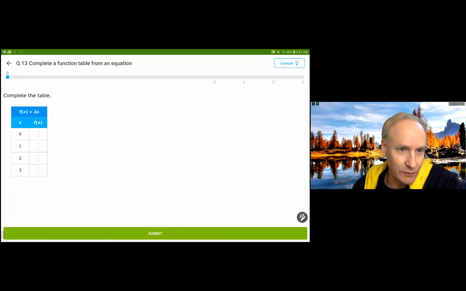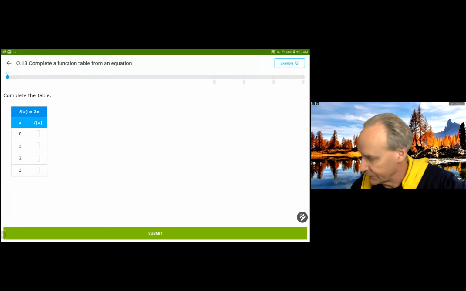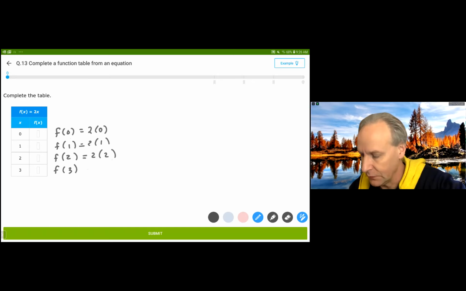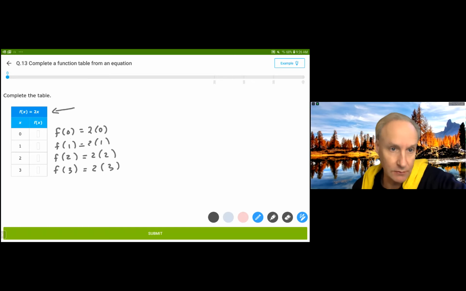Well, this one's pretty straightforward. It's f of x equals 2x. And in each case, of course, we're supposed to substitute the x's in. So in this case, we're talking about f of 0, f of 1, f of 2, f of 3. With 0, we're substituting 0 where the x was. And in this one, we're substituting 1, in this one 2, and in this one 3. And of course, we know we're going to multiply everything by 2. That's all we're doing. And this gives us our y values.